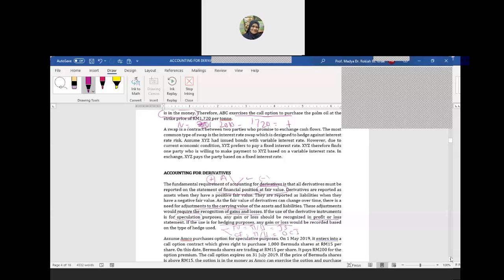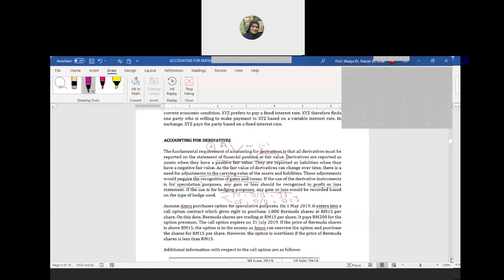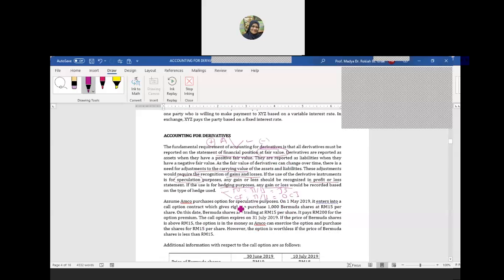Okay, so assume Enco purchases options for speculation. This one is for speculation. So the gain or loss here will be transferred to the income statement. On 1st of May 2019, it entered into a call option contract. So this one is a call option contract. A call option here is an option to buy.